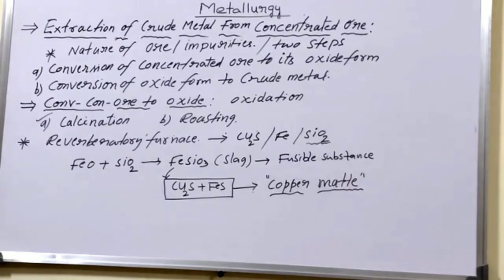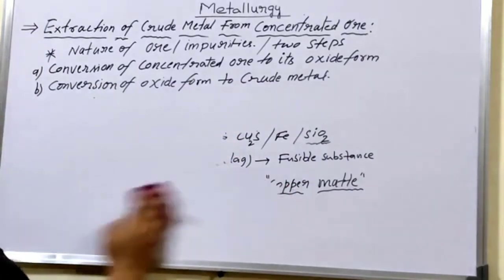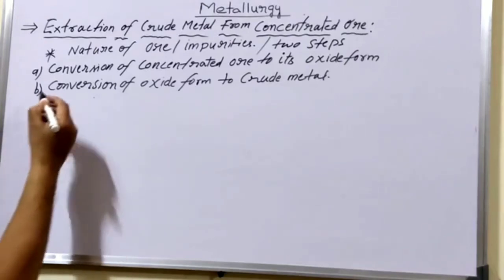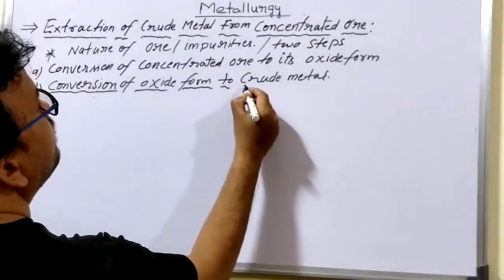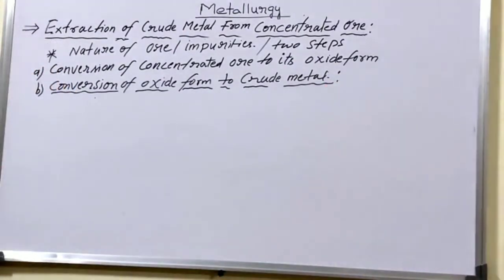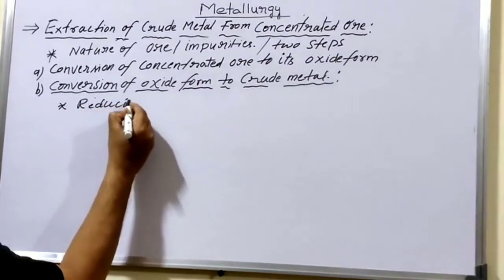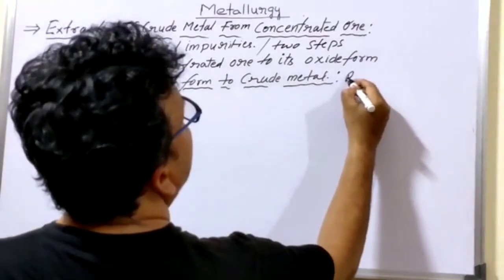Next, the second step, we have conversion of oxide to crude metal. This process is carried out in the presence of reducing agents, which means it is a reduction process.